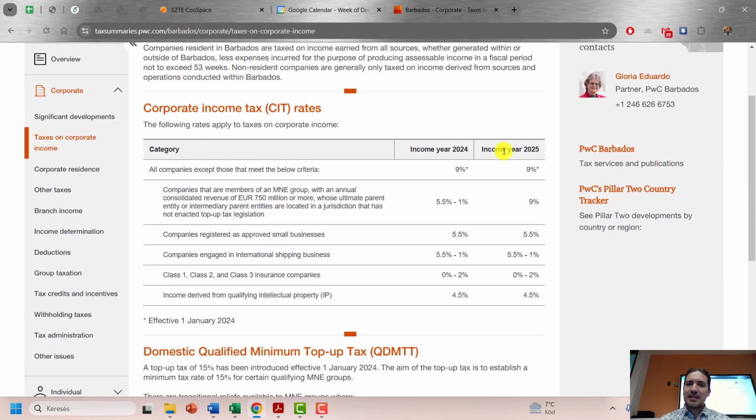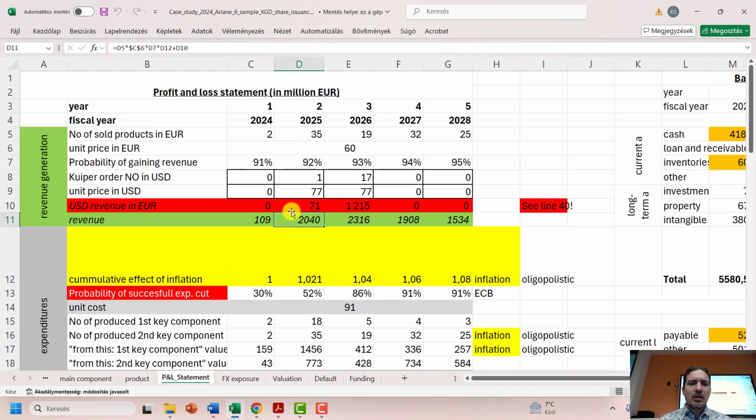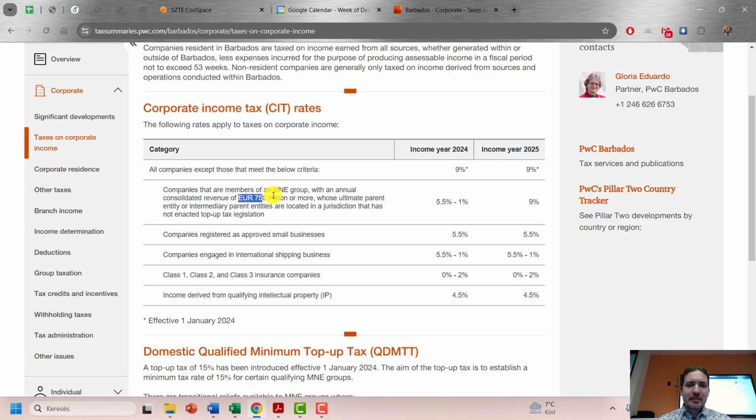Then let's see the taxation. All companies except those that meet the below criteria: companies that are members of a multinational enterprise group with annual consolidated revenues of a certain number of euros or more. Do we fit? USD revenue in euro, and yes, we are definitely above this threshold. Whose ultimate parent entity or intermediary parent entities are located in a jurisdiction that has not enacted top-up tax legislation. Whatever, so we have to pay 9% at the end of the day. It's still better than 25.